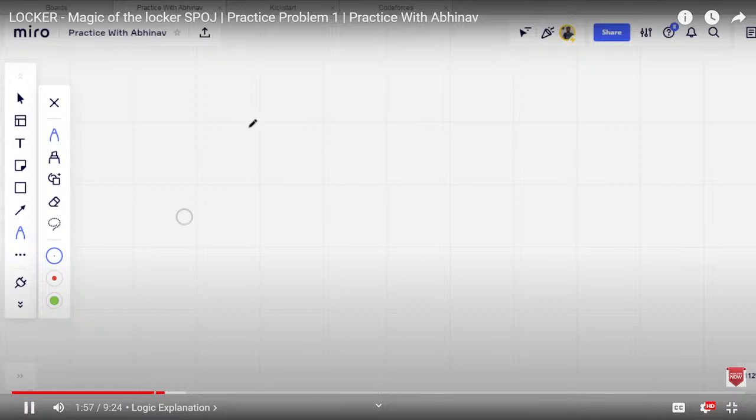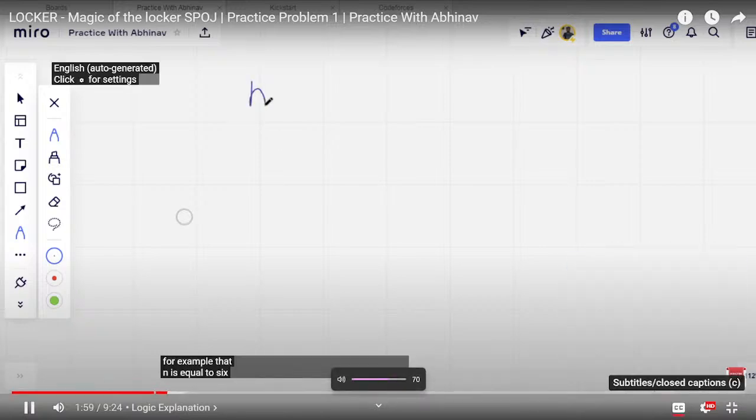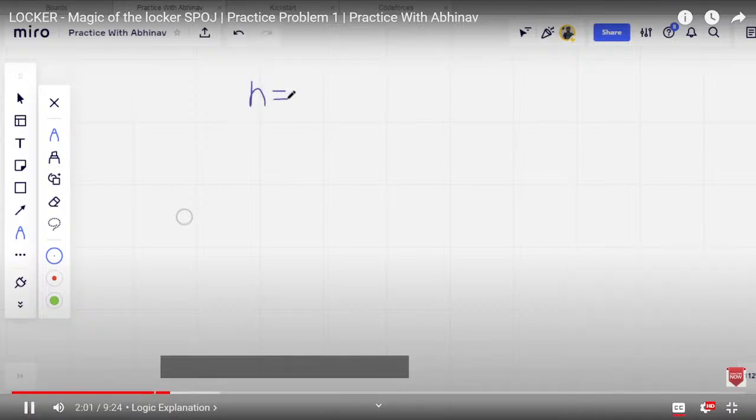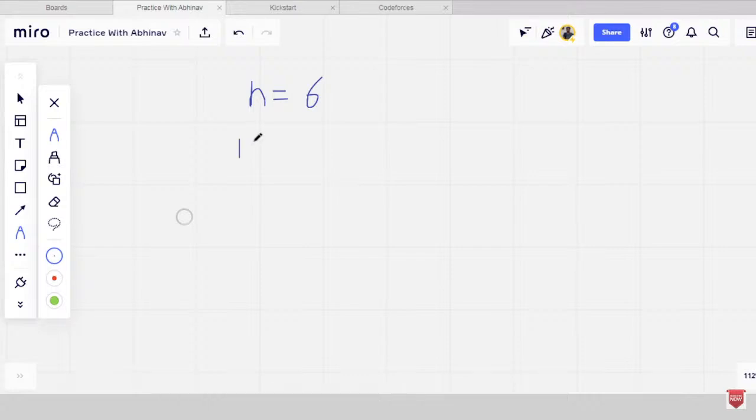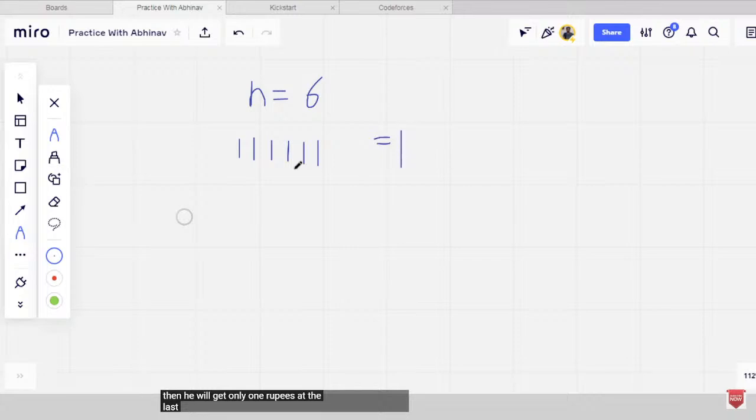For example, n is equal to 6 means he has 6 meters of rope he will sell for 6 rupees. So for 6 rupees, first of all he can sell the rope in 6 parts. पहले वो 1 रुपए बेचेगा, फिर 1 रुपए बेचेगा, फिर 1 रुपए में ऐसे करते करते 6 बार वो 1 मीटर रोप बेच देगा. But like this, when जब वो 1 रुपए डालेगा लॉकर में, then he will get only 1 rupee at the last. Because 1 into 1 into 1 into 1 is only 1.